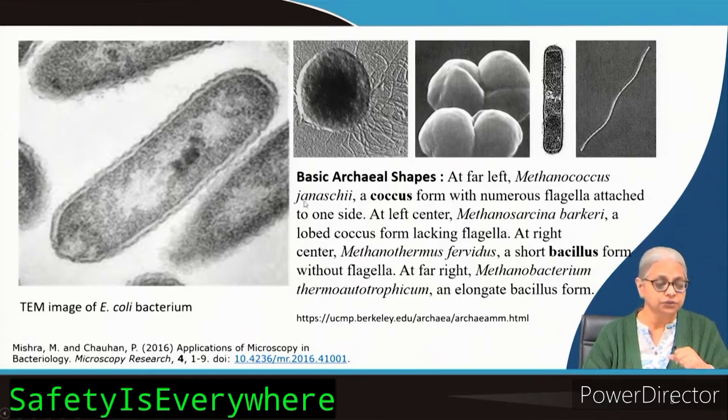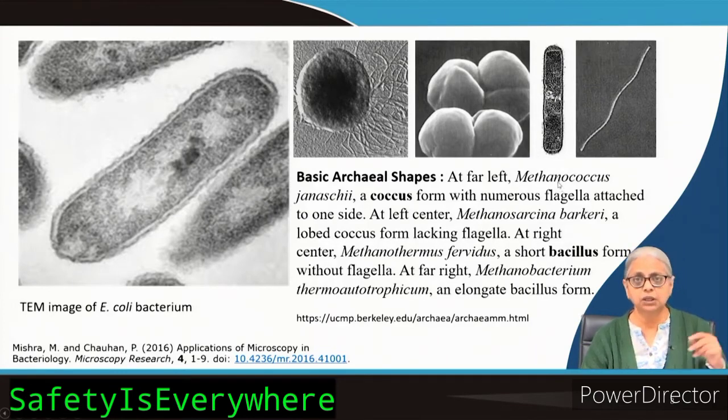We have Methanococcus jannaschii. It's a coccus form with numerous flagella. You can see the flagella distributed around the outside of the cell. And then you have Methanosarcina barkeri, which is a lobed coccus which lacks flagella. You have a short bacillus type bacteria which has no flagella, and another one which has an elongated form. So these are all examples of archaeal species.